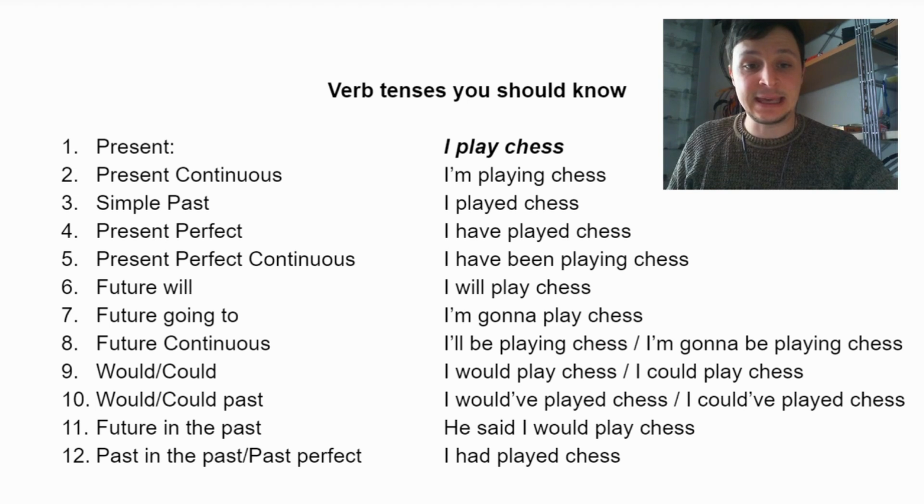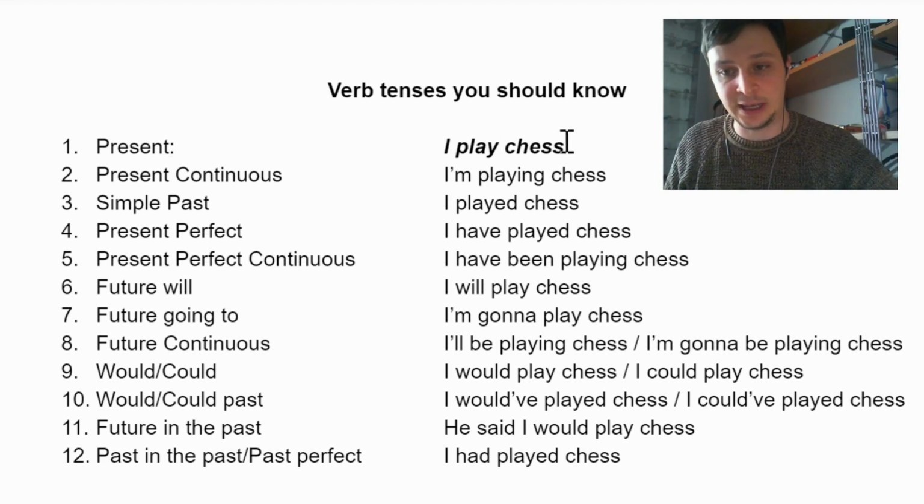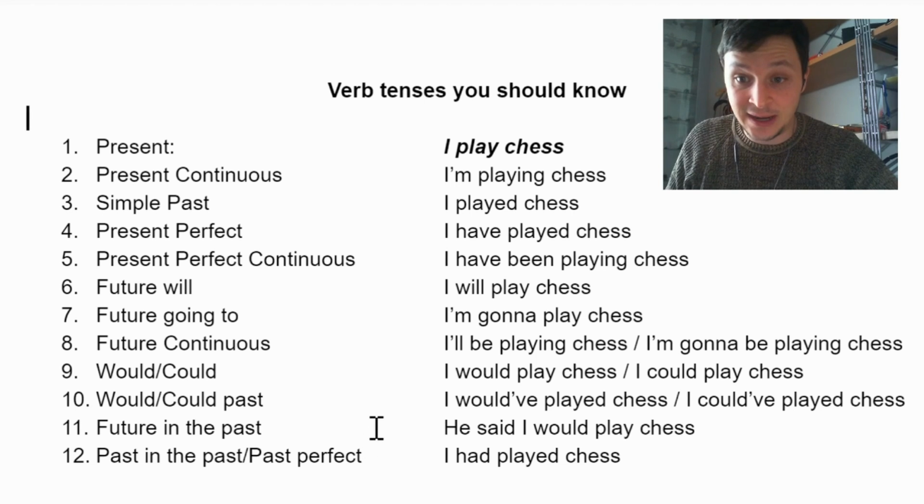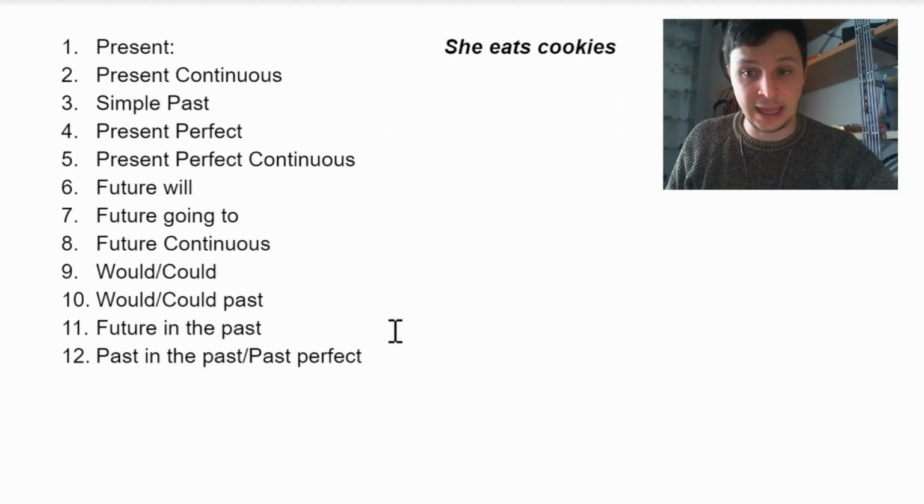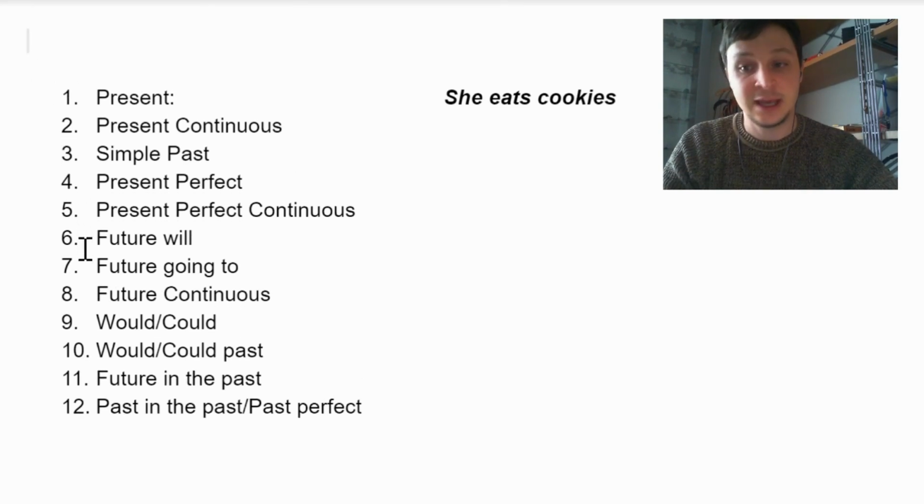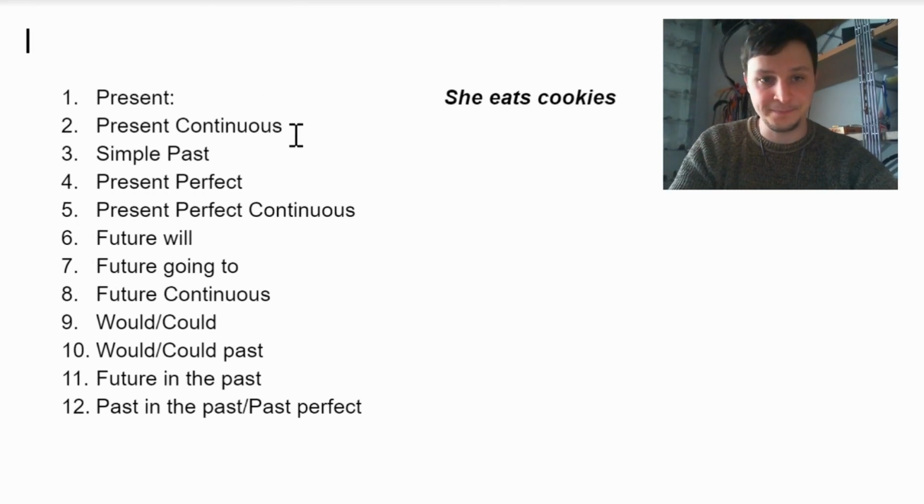And here we are, guys. As you can see, here are the 12 verb tenses that I was referring to. Some of them are super easy and you know them. Some of them are a little bit harder. So let's review. Present tense, I play chess. Can you take I play chess and put it in the 11 other verb tenses? You can look at this if you want to practice, but we are actually going to do it again with our own new sentence. The new sentence is she eats cookies. Okay? She eats cookies. Mangia biscotti.